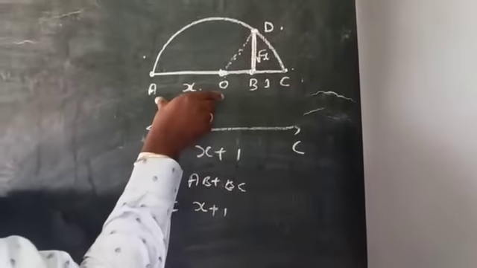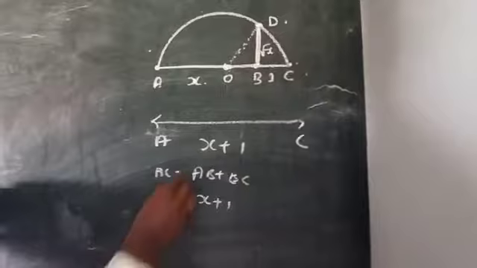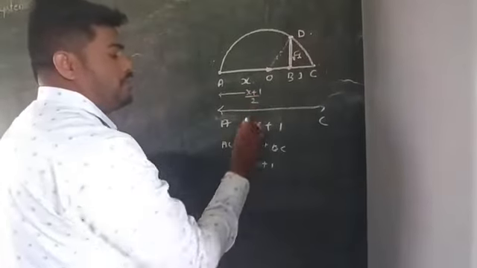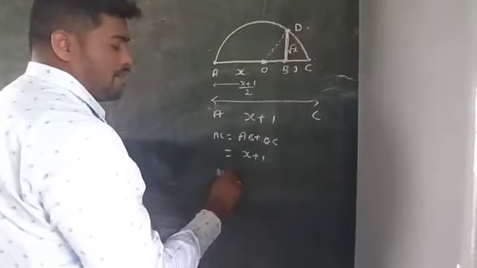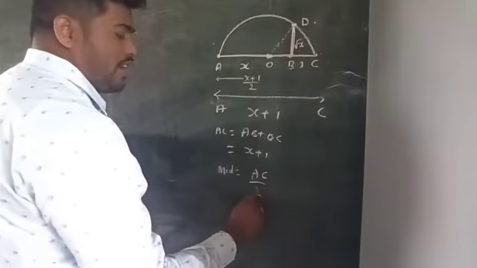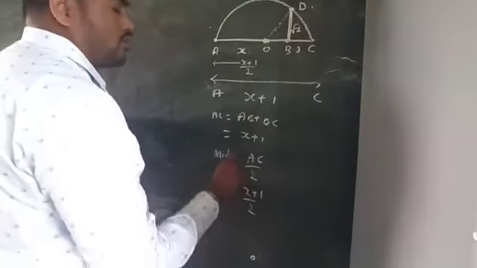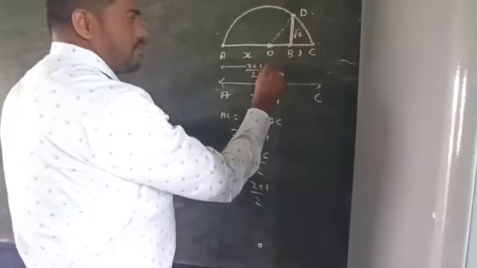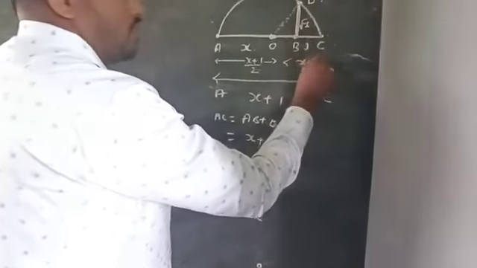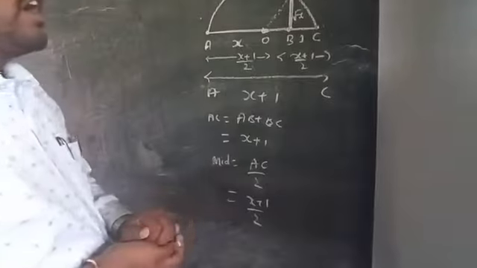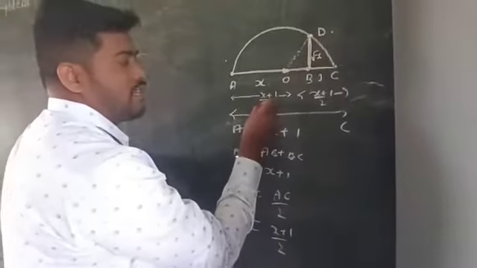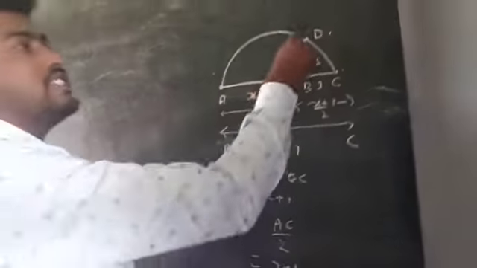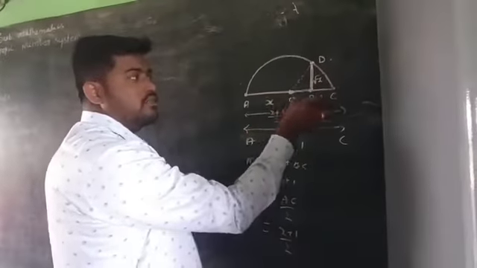Next is the midpoint O of AC. Here the distance is x plus 1 by 2, the midpoint being AC divided by 2. AC is x plus 1, so OA is x plus 1 by 2 and OC is x plus 1 by 2. Is it right? And what is the OD distance? OA is also a radius, and OC is also a radius.